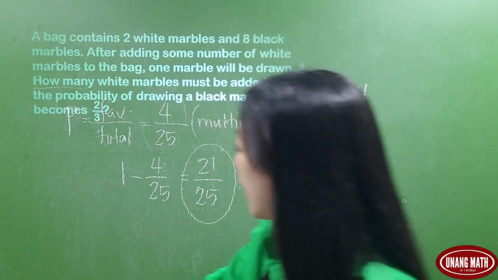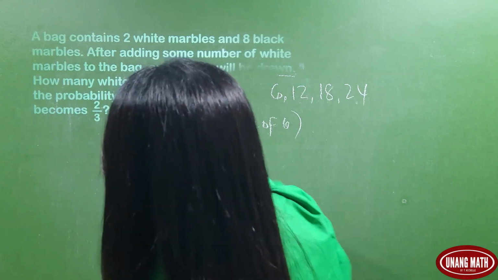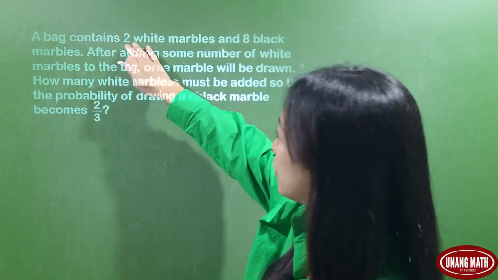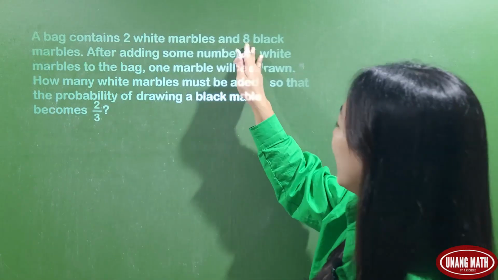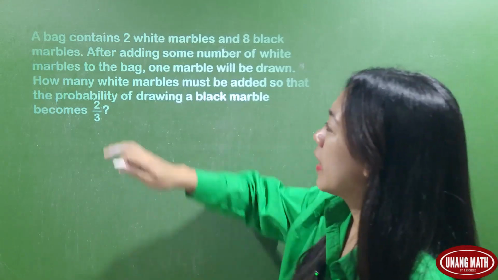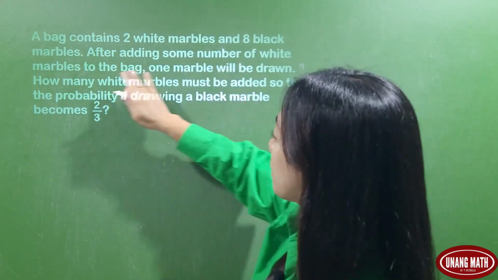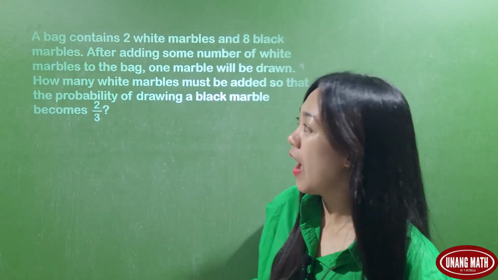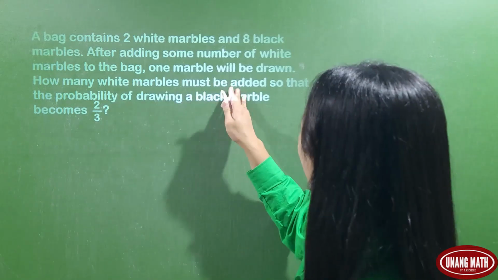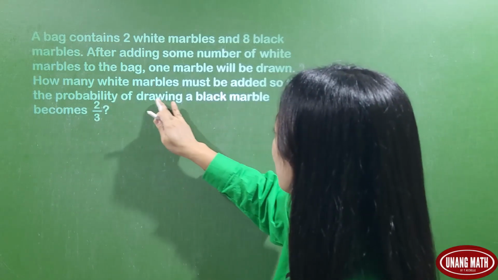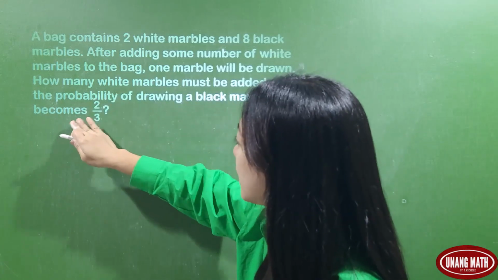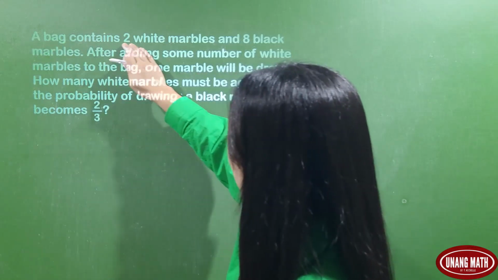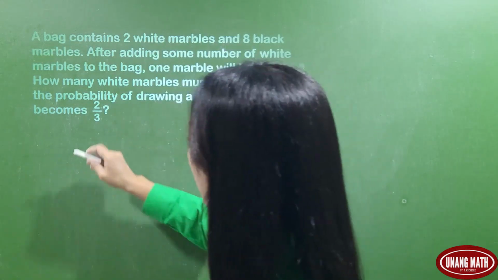Okay, and for our last question, let's also answer this one. According to this, the bag contains 2 white marbles and 8 black marbles. After adding some number of white marbles to the bag, 1 marble will be drawn. How many white marbles must be added so that the probability of drawing a black marble becomes 2 over 3? Okay, so we have here a bag that contains 2 white and 8 black marbles.